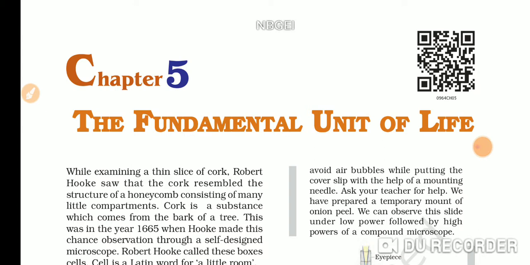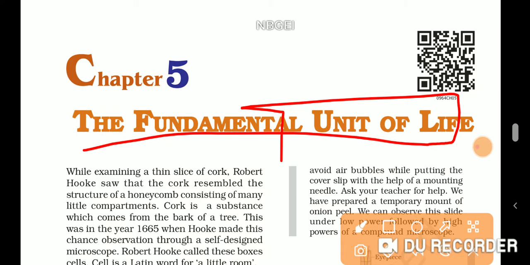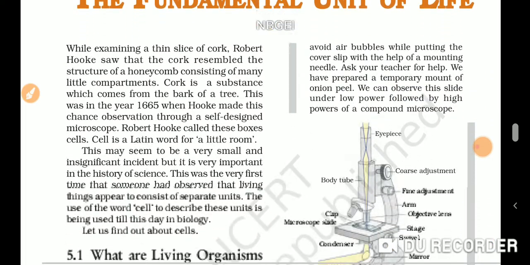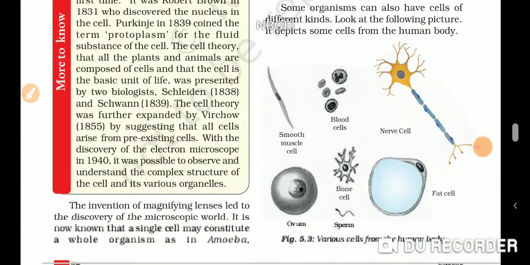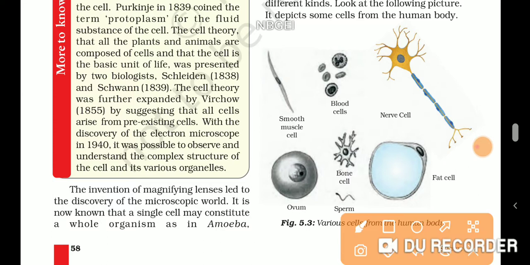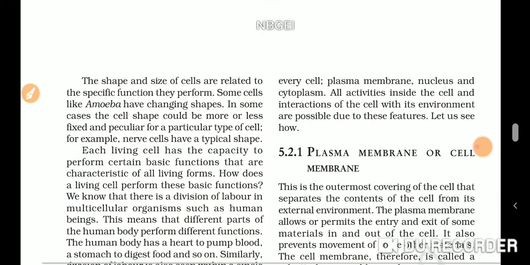We have discussed in the previous lectures the fundamental unit of life. The fundamental unit of life is called the cell. The cell is the structural and functional unit of life. There are so many cells in our body, and these cells make tissues, these tissues make organs, and these organs make organ systems. With the help of these organ systems, the full body is made up. So the cell is the structural and functional unit of life.